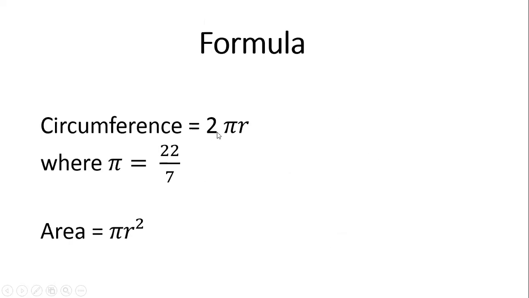And the formula for that is 2 pi r. And pi is taken as 22/7. Sometimes 3.142 or 3.14 or 3.1, as the case may be, or as the instructor will give us. The area of a circle is pi r squared.